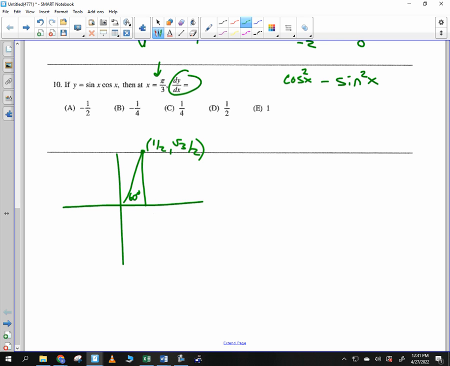Cosine is the x value or the y value? Cosine is the x. So I got 1/2 squared minus the root of 3 over 2 squared. So I get 1/4 minus 3/4, and that is negative 1/2.